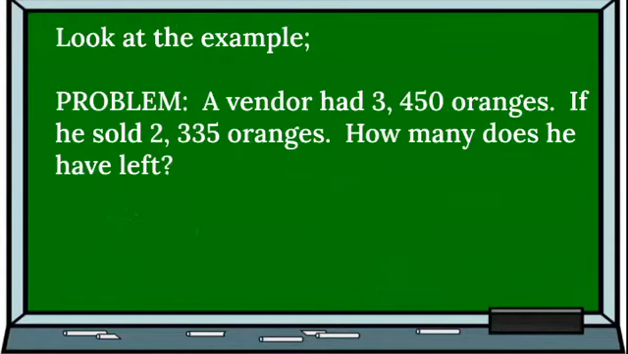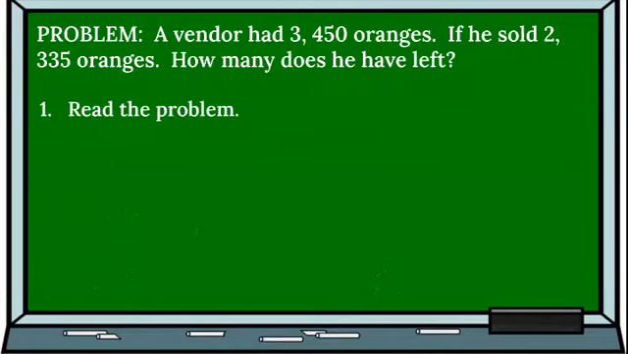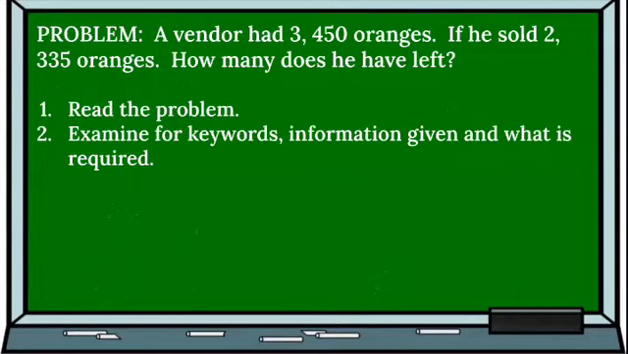Let's look at the example. A vendor had 3,450 oranges. If he sold 2,335 oranges, how many does he have left? So we have read the problem. Let's examine for keywords, information given, and what is required.